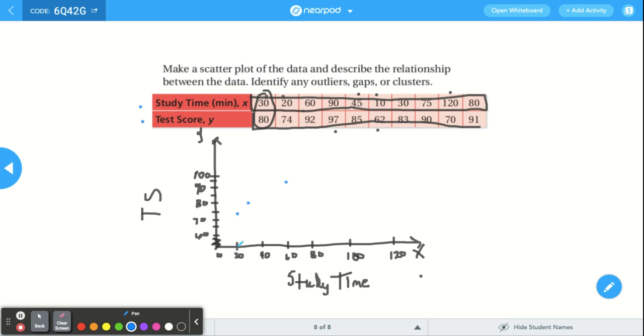90 and 97. So 90, just a little below the 100 or right around there. 45 and 85. So somebody studied for 45 minutes, got an 85, which is right there. 10 and 62. So 10 minutes, then go up to a 62. 30 minutes, 83. So I'm going to go over to 30, then up to 83.